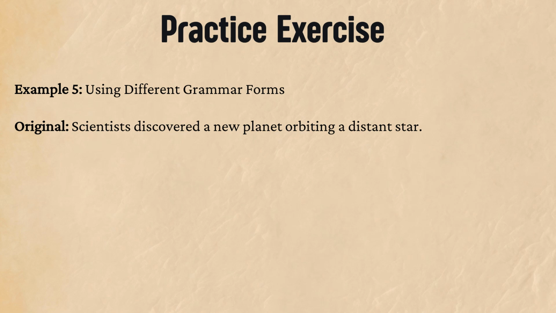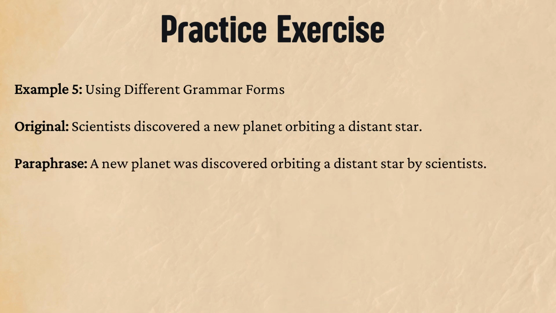So your paraphrased sentence should start with a new planet, and scientists should go at the end of the sentence when you are paraphrasing it. Pause the video, rewrite it, and then play the video again to check your answer. The correct paraphrase would be: a new planet was discovered orbiting a distant star by the scientists.